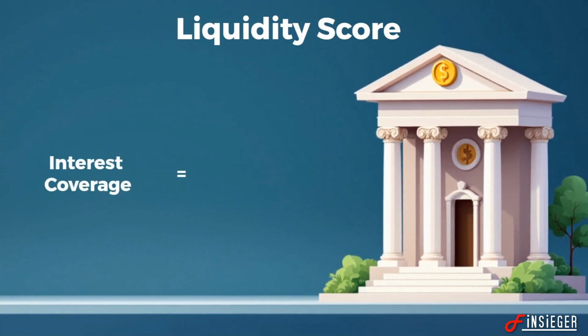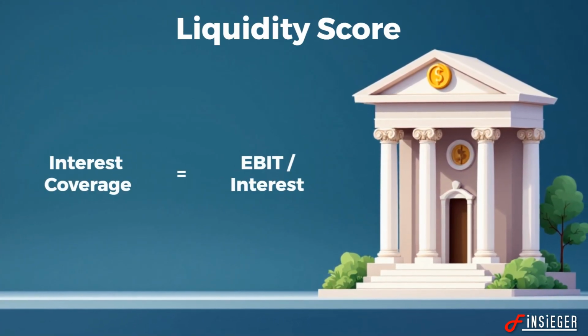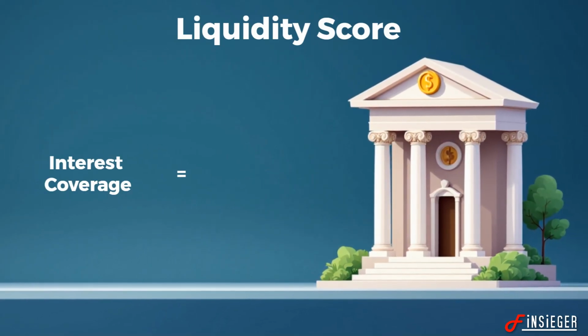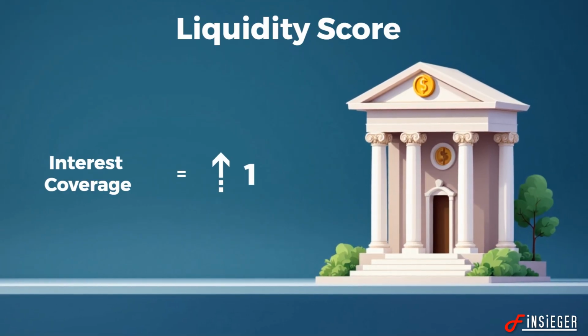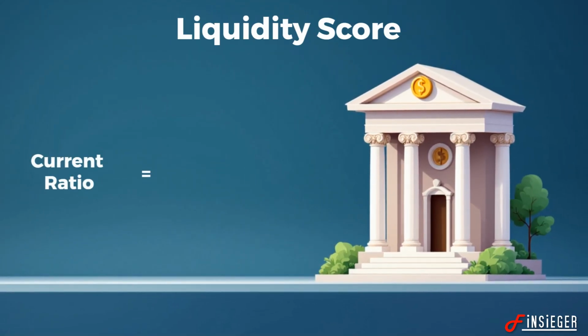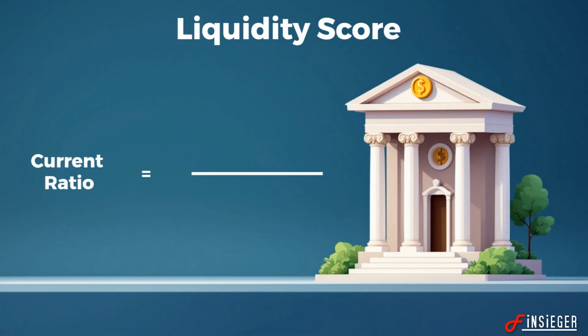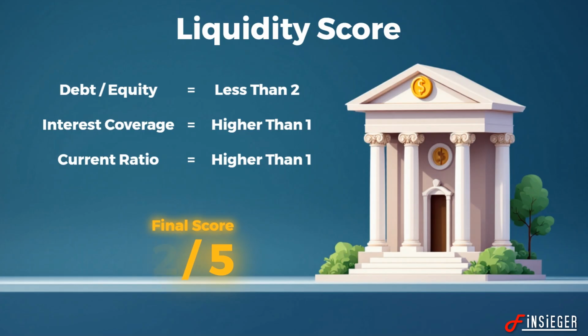interest coverage. Interest coverage is calculated as earnings before interest and taxes divided by the interest portion. This ratio should be above 1, the higher the better. And the third one is the current ratio. Current ratio is current assets divided by current liabilities, which are also called short-term assets divided by short-term liabilities. This ratio should be above 1, and it is considered best above 2. The final score for liquidity is out of 5. The company might face liquidity problems if the score is 2 or below, so it is better to be above 3.